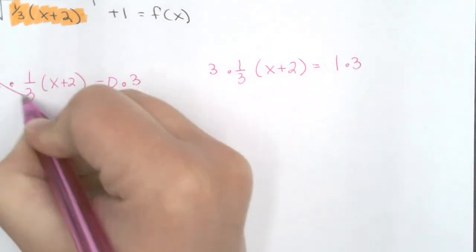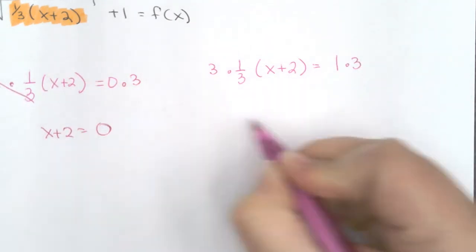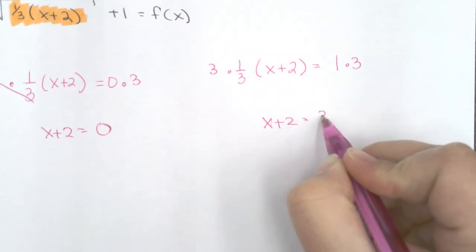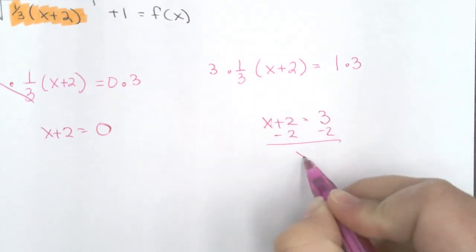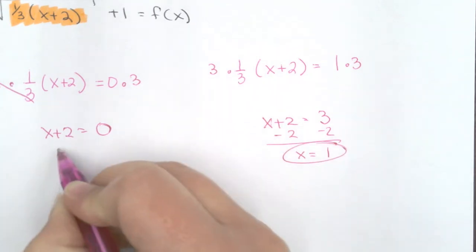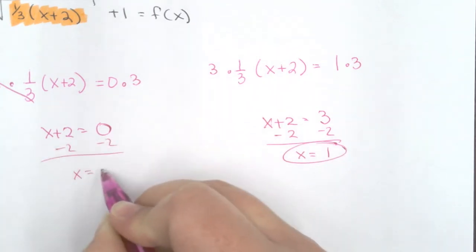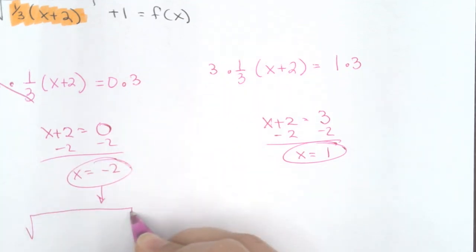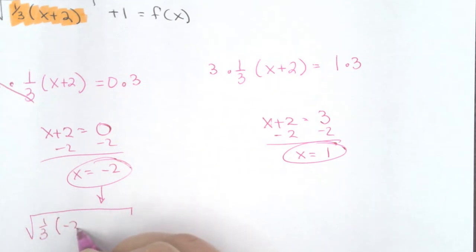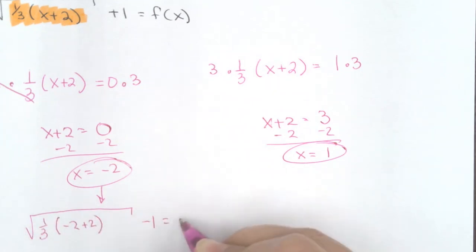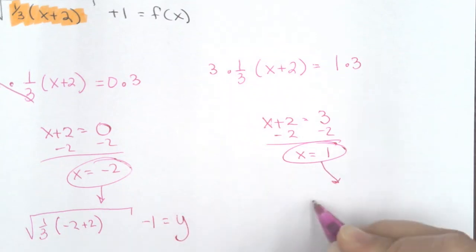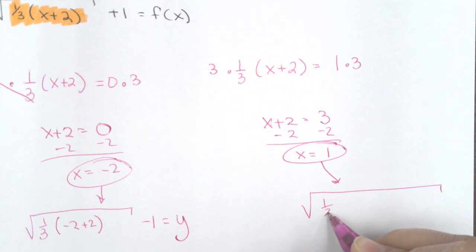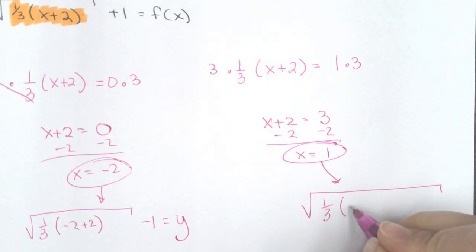So I get x plus 2 is equal to 0. x plus 2 is equal to 3. I'm going to subtract 2. x is then equal to 1. And subtract 2. x is then equal to a negative 2. Once we have that, we're going to plug it back into the equation and solve. Now again, you can skip this step by taking what you originally started with, but I'm finding that you guys like the plugging back in step, so we're going to do that.